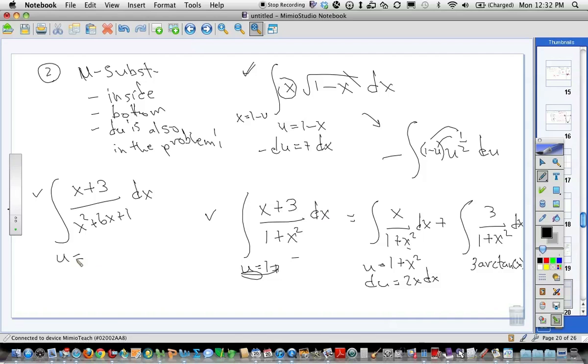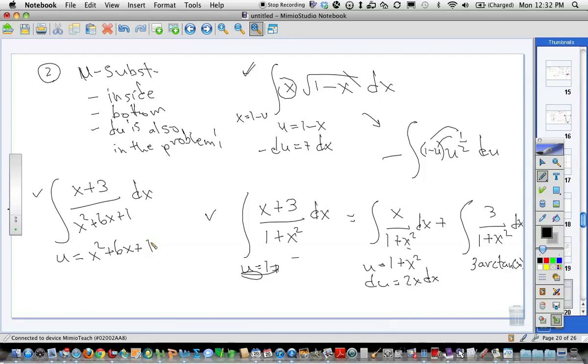What do you let u equal? Let u be the bottom. Now again, what's the thought process? The thought process would be if I let u be the bottom, what's the du? 2x plus 6. Take out a 2, you've got an x plus 3 dx.